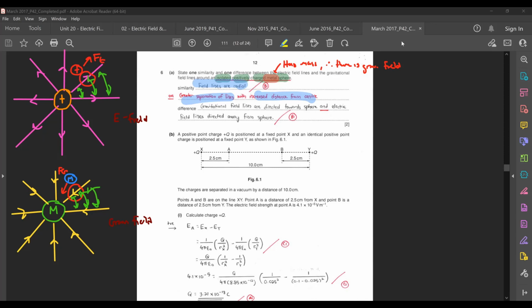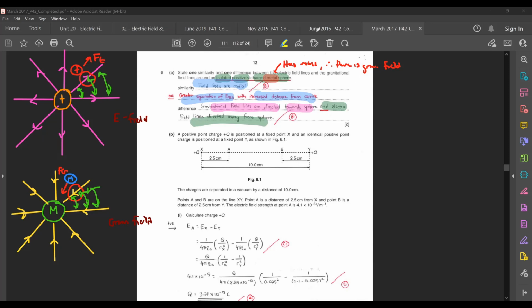But what is the difference between the two fields? The difference is that gravitational field lines are always directed towards the sphere, whereas electric field is always directed away from the sphere. Okay, so this is the similarity and the difference here. So this one is pretty straightforward.